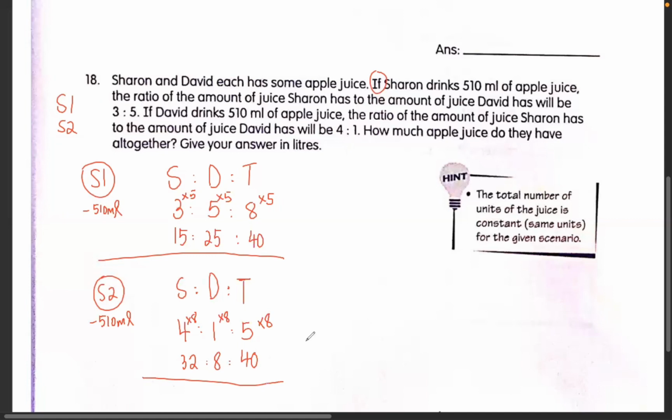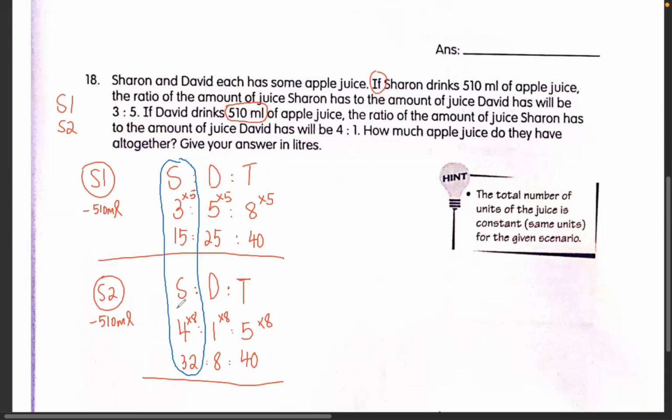Now the next thing you want to do is to ask yourself, how many units is actually 510? We are going to just look at one of the identity. When I say identity, that means one of the ratio, either Sharon or David. It doesn't matter, you will still get the same answer. Now we take a look at just Sharon herself. Can you see what happened to Sharon? Sharon went from 15 units in the first situation to 32 units.